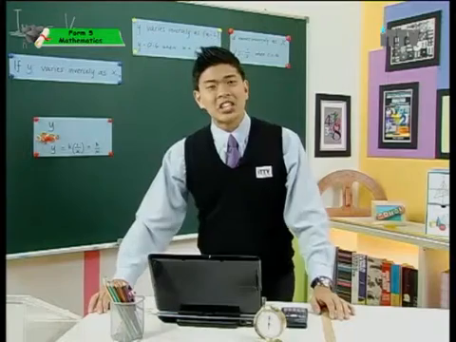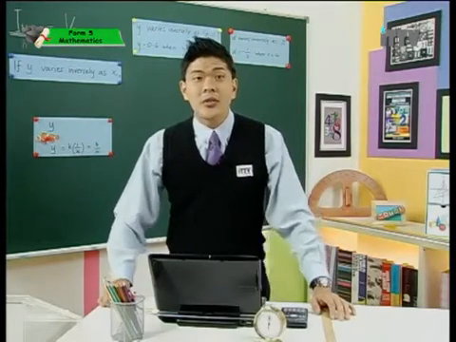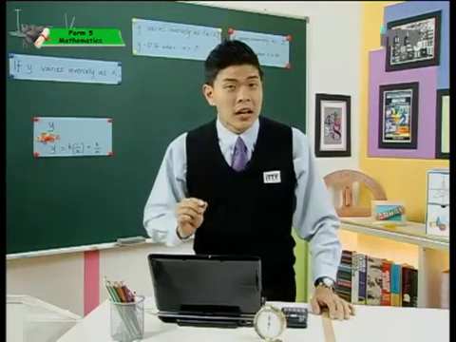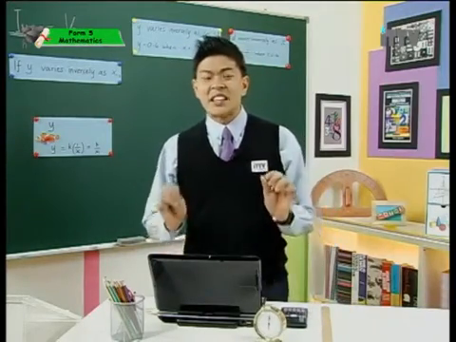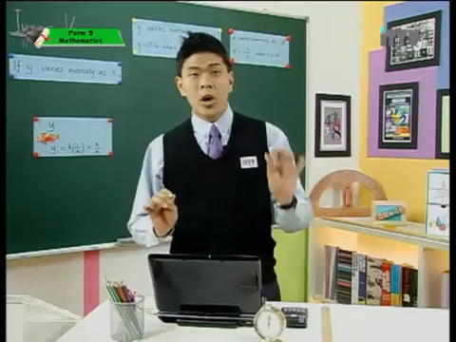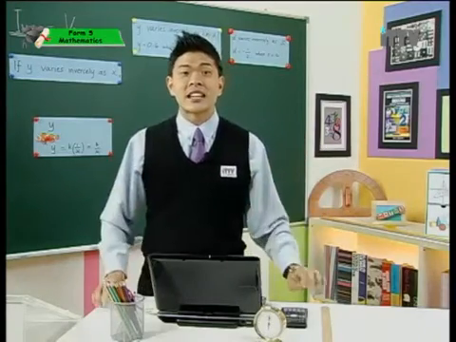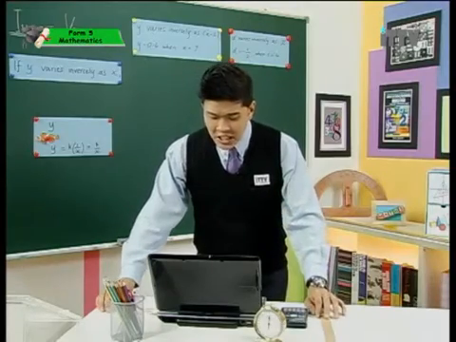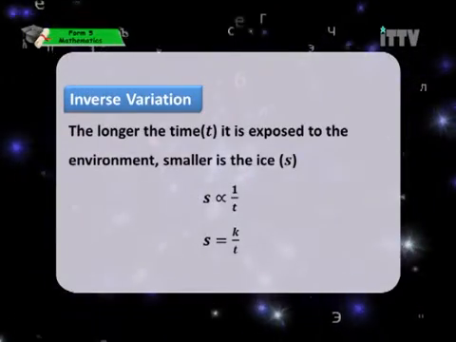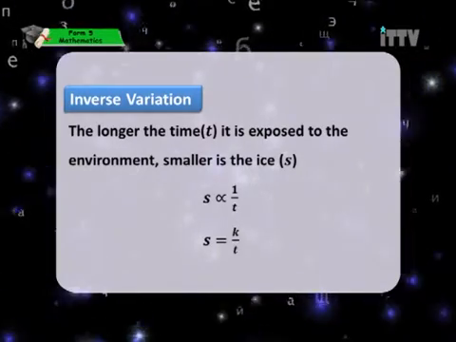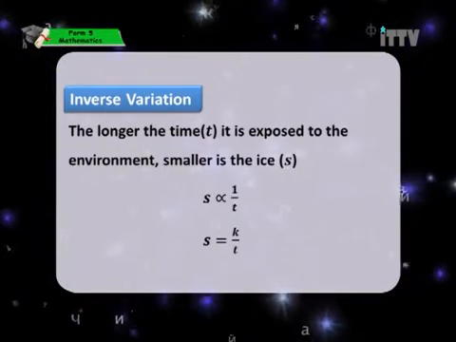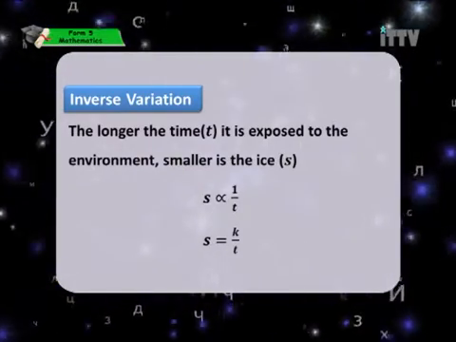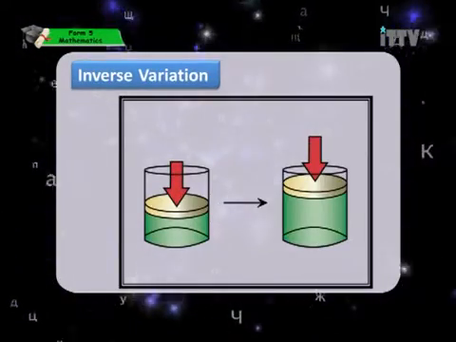So what is the relationship? The longer the time you leave it outside, what happens? The size becomes smaller. So can you see that there's an inverse pattern happening here? More time, the smaller the size of the ice becomes. So what can we make of this relationship? S varies as 1/T, or S equals K/T.